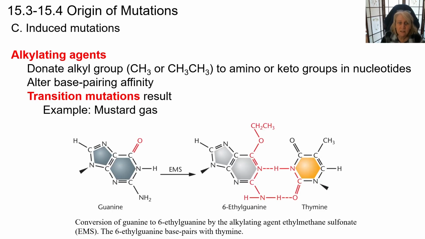Alkylating agents can donate an alkyl group, a methyl, or two methyls to amino or keto groups, and they alter the affinity, or the likelihood, that the base pair will actually bind together. They can result in transition mutations. This is what mustard gas does. And you know mustard gas is super bad for you. It's deadly. It suffocates you, but it also interferes with your DNA synthesis, changes the code, and binds to it so it can't separate from itself.